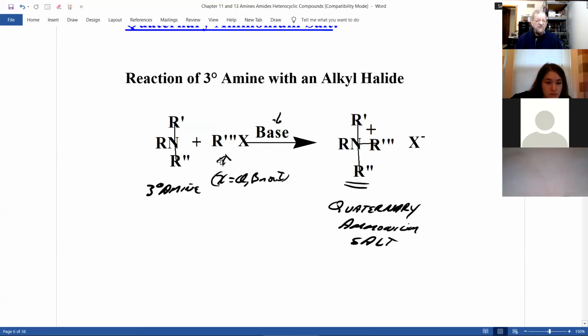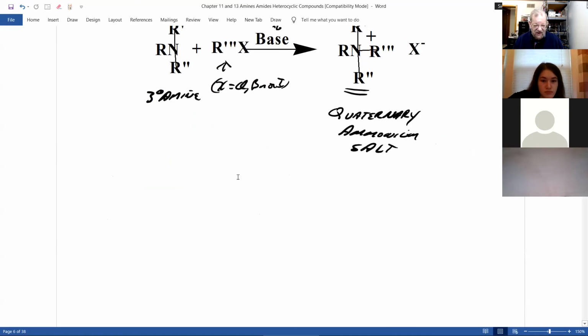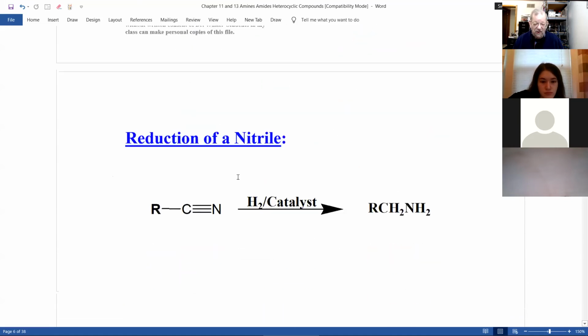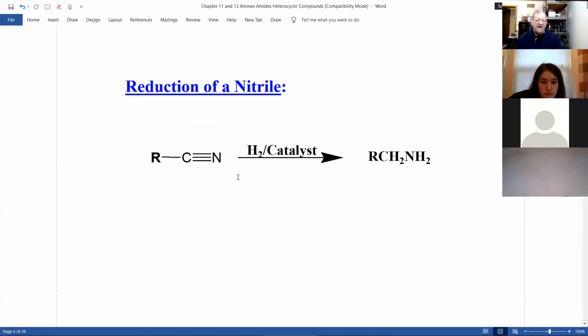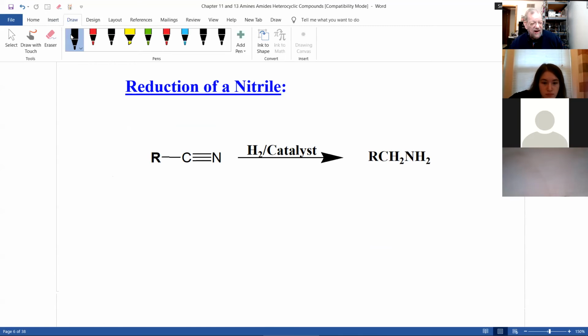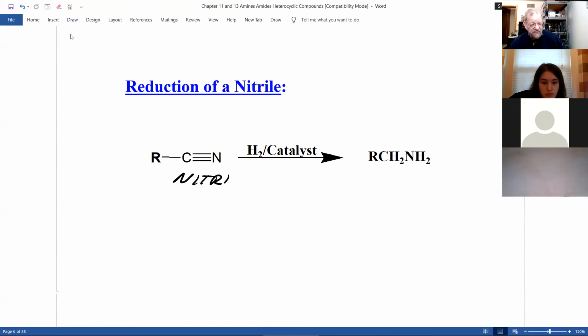Now, that's all using alkyl halides to make primary, secondary, tertiary amines and quaternary ammonium salts. Now, let's look at a really nice reaction. And I'll explain why I'm smiling for this one. This is called a nitrile. And a nitrile is a carbon-nitrogen triple bond.